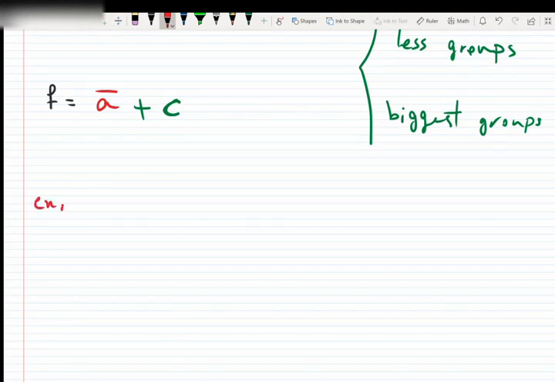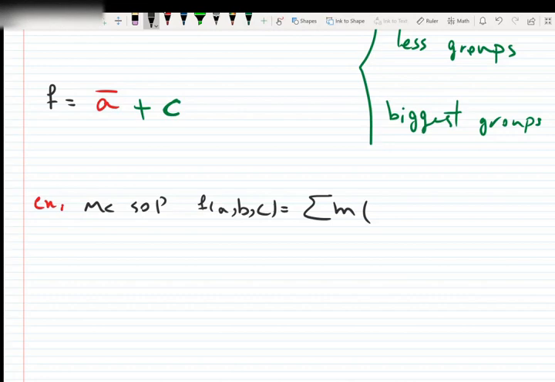Let's see the other example. Example: minimum cost sum of product for A, B, C, which is sigma minterms of, here the function is in this form: A bar B bar C bar plus A B bar C plus A B bar C bar plus A bar B bar C.